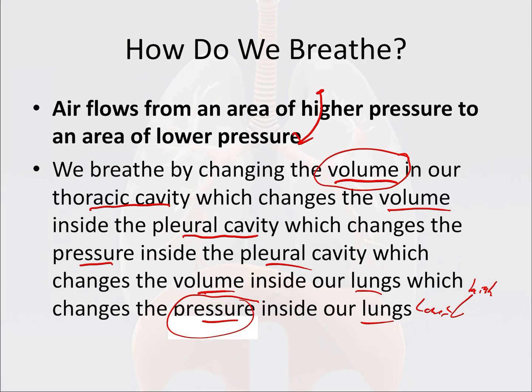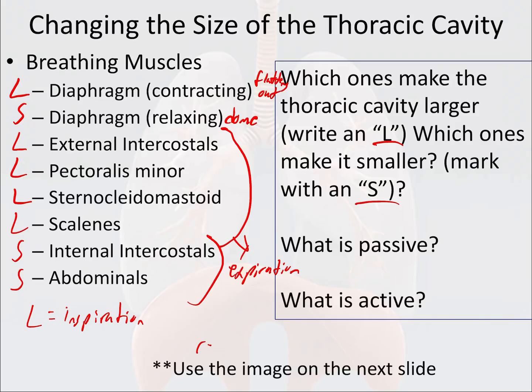All right. So we contrast that with forced expiration, like when we're exercising or breathing really hard. Then we can contract our abdominals to help push the air out, or we can contract our internal intercostals to help push the air out.